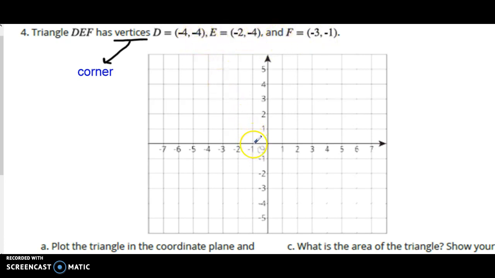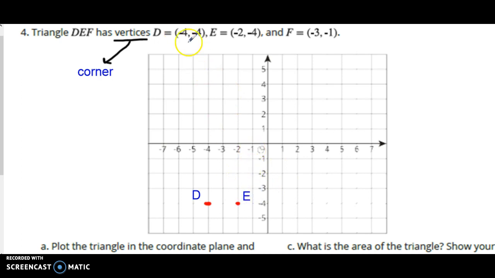D is -4. I know I have to start on my x-axis, so I'm going over to -4. I'm going down to my y-axis to -4. I draw my dot. Not only do I have to draw my dot, I have to label my dot. So I'm going to label it D. Then I'm going to look for vertex E, corner E. So on my x-axis, I know I go over to -2, then I go down to -4, draw my dot here. This time, I'm labeling that E. Okay, pause the video, draw F on your own.